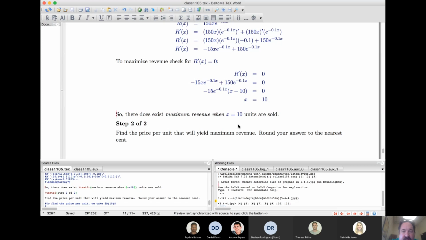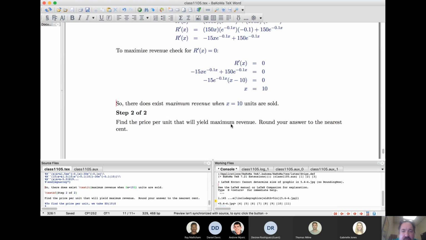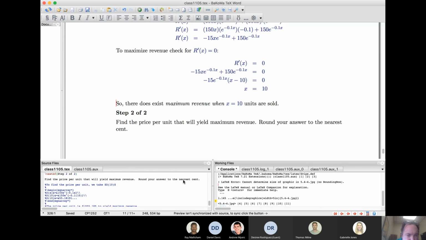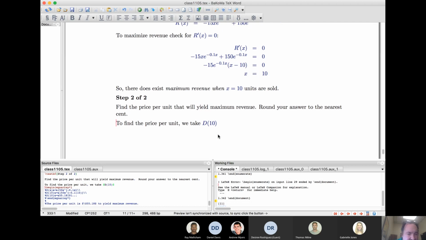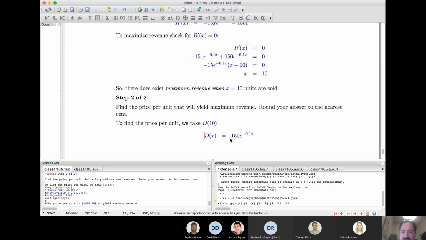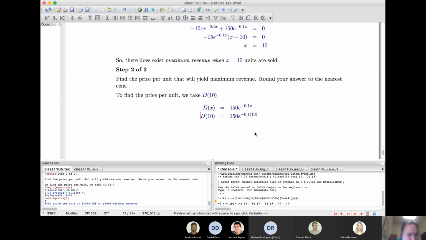Now, what you need to do for the second step is find the price per unit at maximum revenue. So the x value that you got, so 10 units, you're going to substitute that into your demand function, or your price function. So we're going to compute d of 10. As a reminder, this is what d of x is. Substitute x equals 10 into that. And when you work it on your calculator, you get 55 point, et cetera.